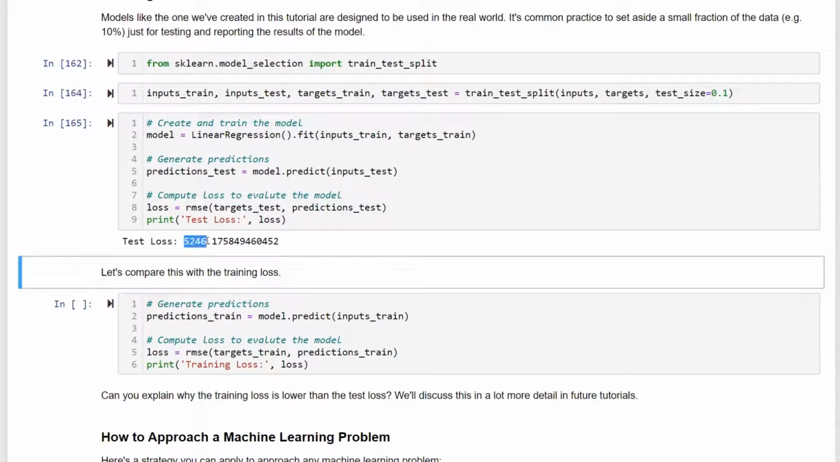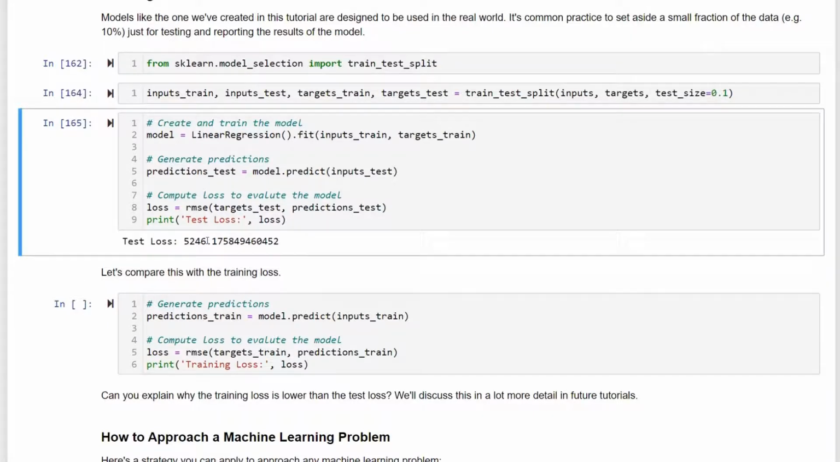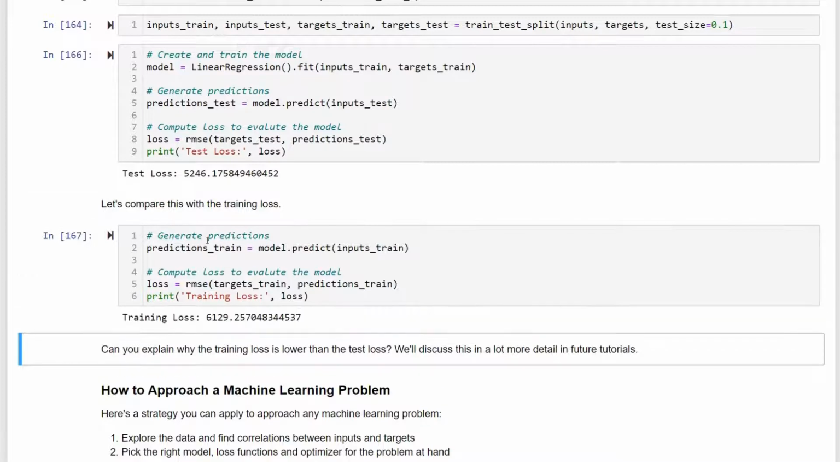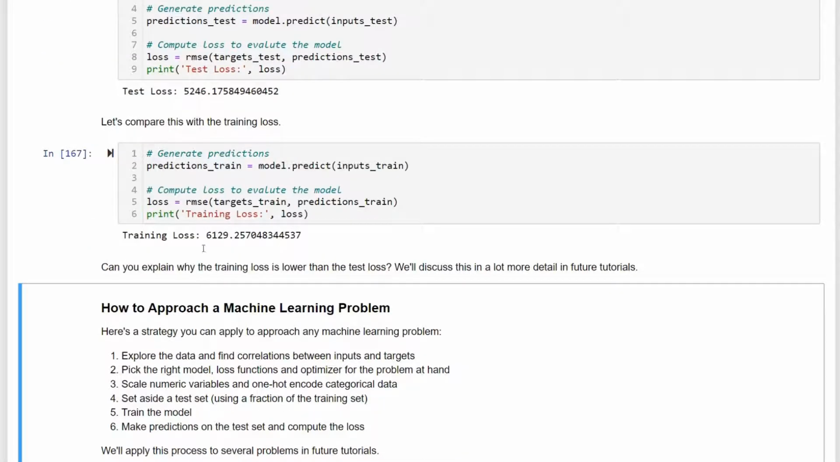Finally, I've got a test loss of 5246 after splitting the data. Let's compare it with the training loss. The training loss is 6129. Can you explain why the training loss is higher than the test loss? We will discuss it in more detail in future tutorials.